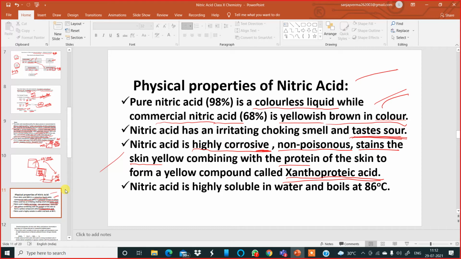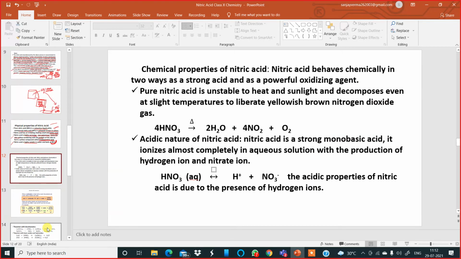That is sufficient. Now, nitric acid is highly soluble in water, and remember this, it boils at a temperature of approximately 86 degrees Celsius. Nitric acid boils at 86 degrees Celsius. So these were some physical properties. Let's see the chemical properties now, on the next slide.